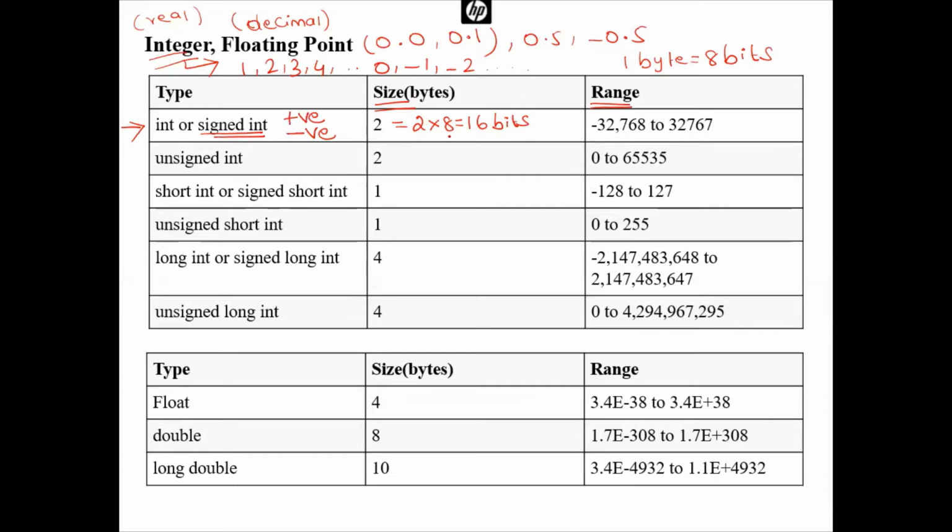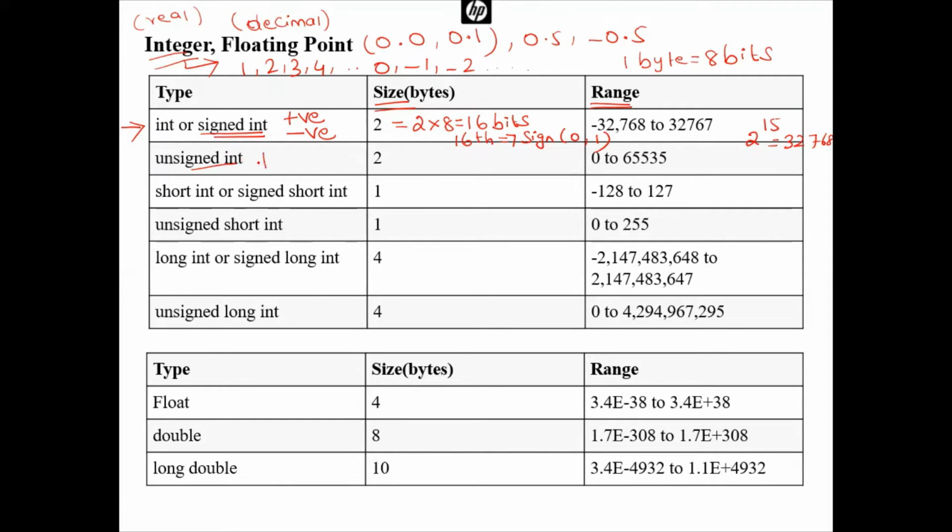If it is signed, the 16th bit indicates the sign. If it is positive it is 0, negative means 1. So in the remaining 15 bits, you can store the value. So 2 power 15, definitely the answer will be 32,768. So you can store that many values. Why? Because the 16th bit is the sign bit, either positive number or negative number.